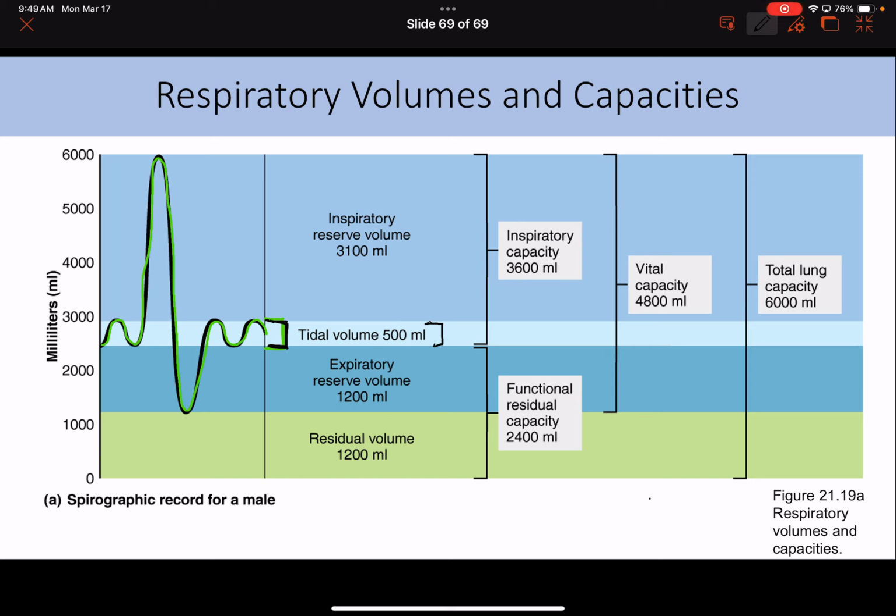And then you have an inspiratory reserve volume. That is the amount of air that you can intake with a forced inhalation. So that's past your normal breathing, past your quiet breathing, the additional air that you can take in. That is your inspiratory reserve volume, which should be about 3,100 milliliters. And your tidal volume should be about 500 milliliters.